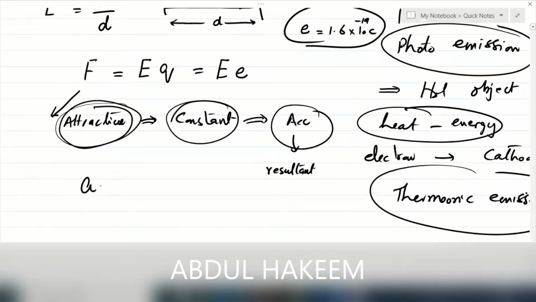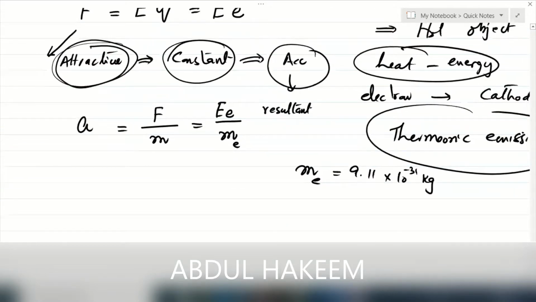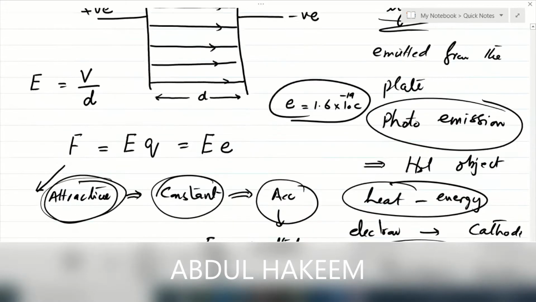Hence, the acceleration of the electron can be calculated using the formula F equals ma, or a equals F over m, where F is the electric force calculated and m is the mass of the electron. It will be given in the paper: 9.11 × 10^-31 kilogram. So now this acceleration is also calculated.